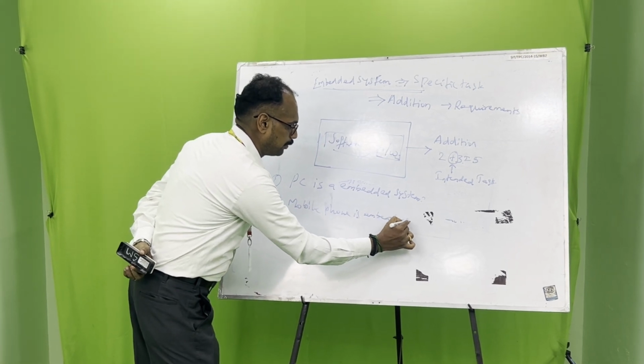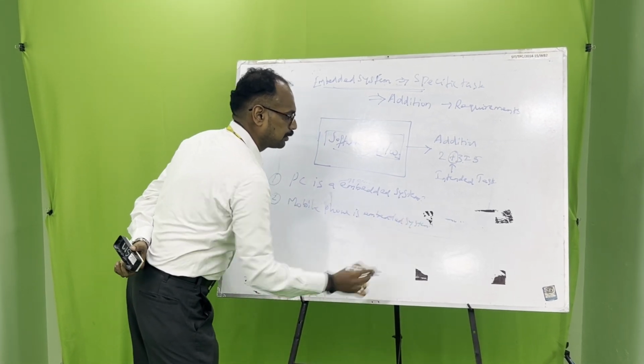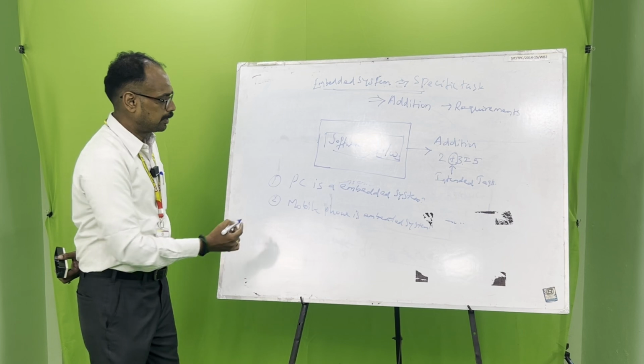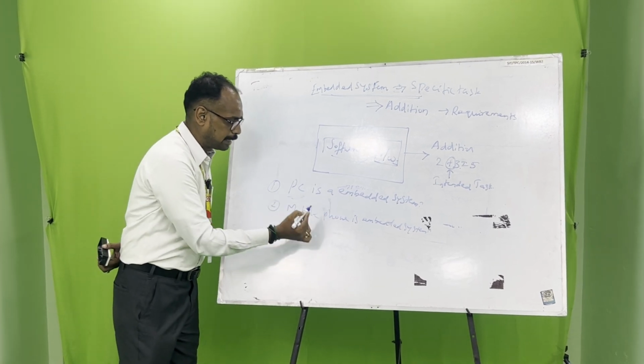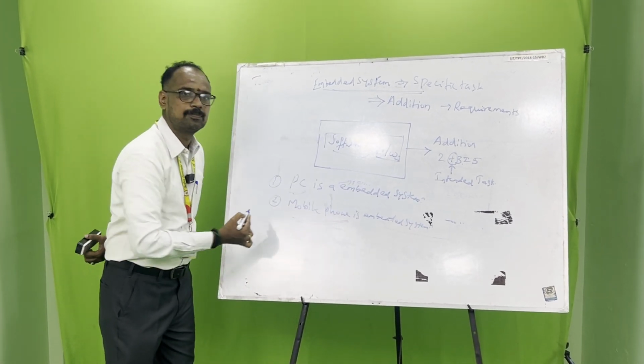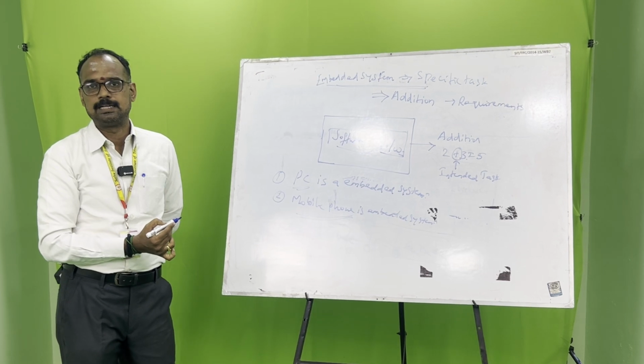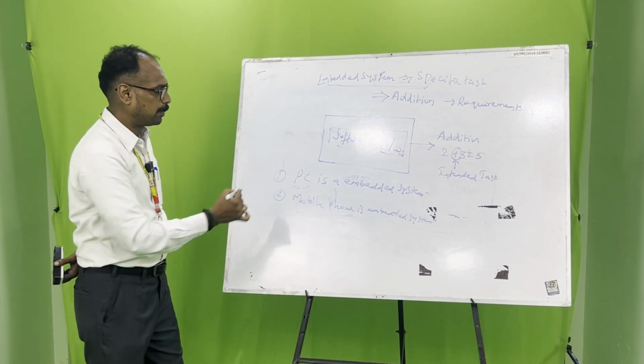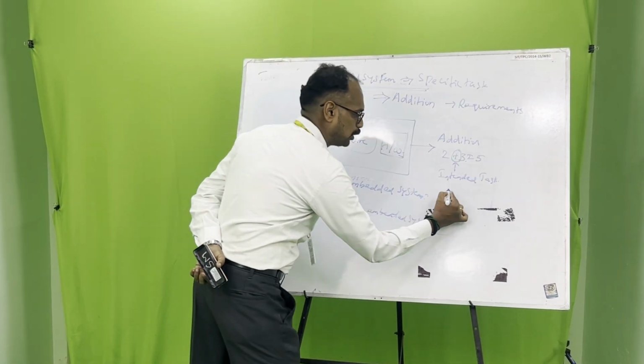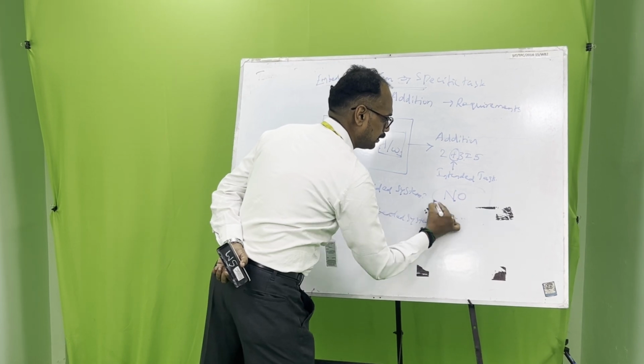Now, both questions are single lines. That means the PC is doing some task and the mobile phone is doing some task for some particular type of operation. But the answer is different. Is your PC an embedded system? No, it will not be an embedded system.